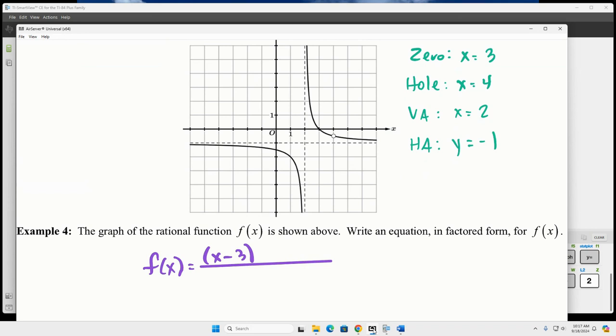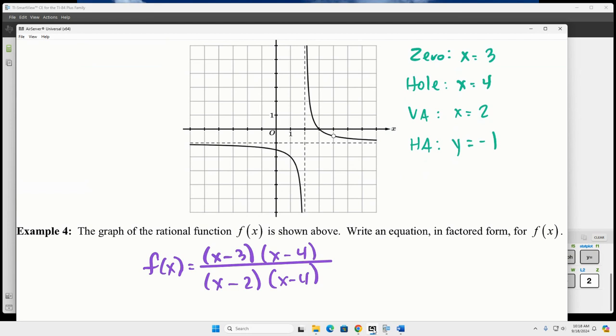All right. To get a hole of 4, we need x minus 4. Where do we need it? Nice. All right. And then a vertical asymptote of 2. Where do we need it? X minus 2 on the bottom. All right.